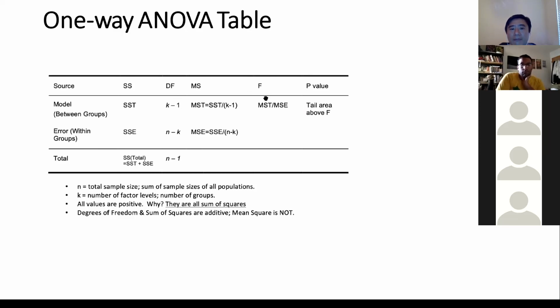And therefore, this F value should be compared with the critical value for the specified test level, usually 0.05, for the F distribution with denominator degree of freedom n minus k, numerator degree of freedom k minus 1.